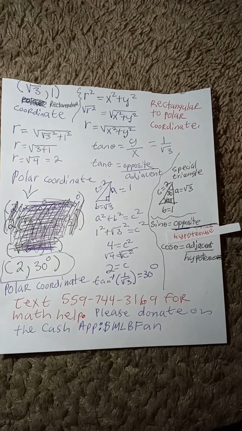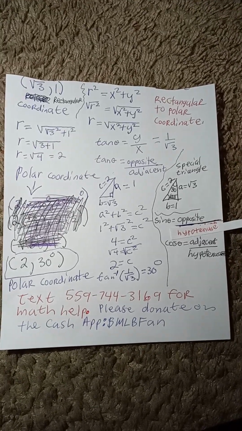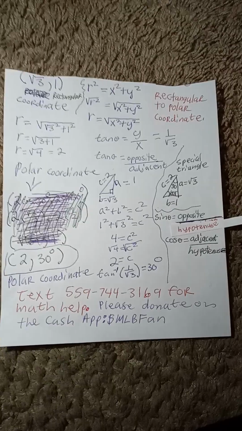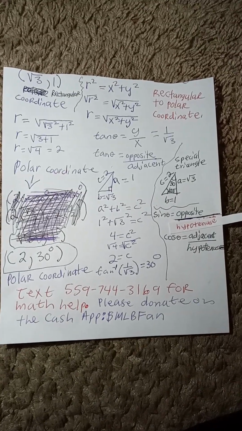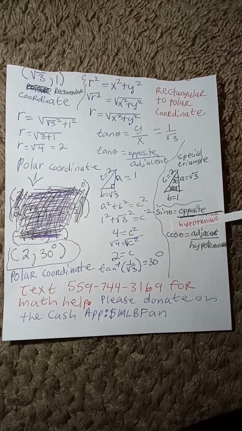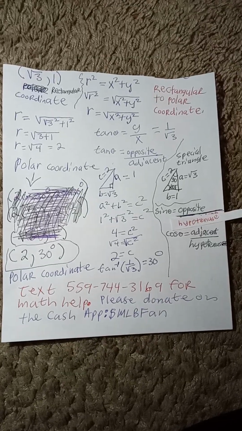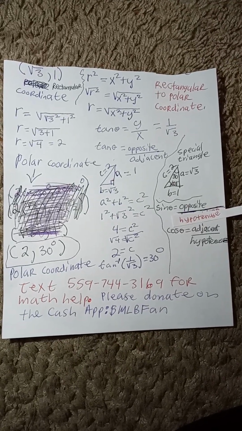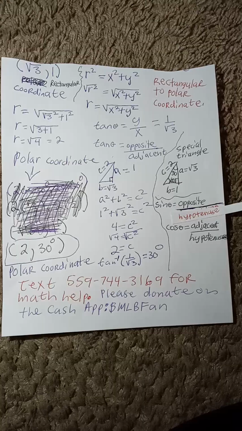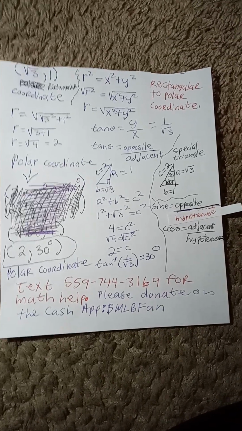Good evening, class. Today we are going to learn how to convert rectangular to polar coordinates. Here we start off with a point that is rectangular in the form of square root of 3, comma, 1.